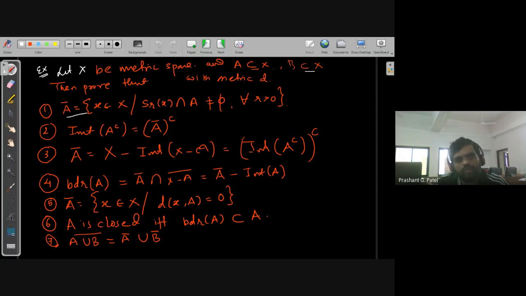Let us try to prove the first one. It says that A closure is actually this set. So here I want to show that two sets are equal. So I'm picking one point in the A closure.